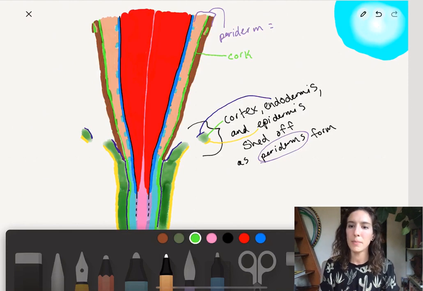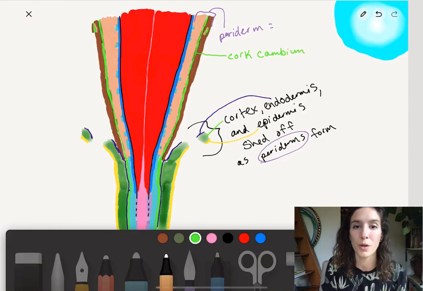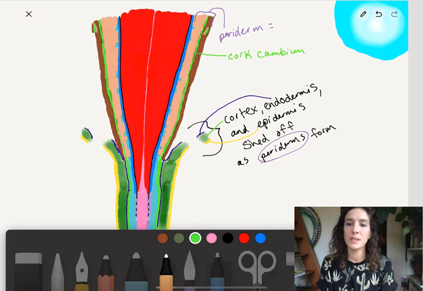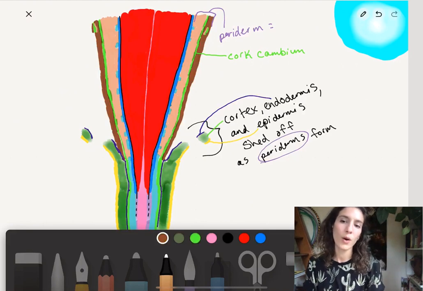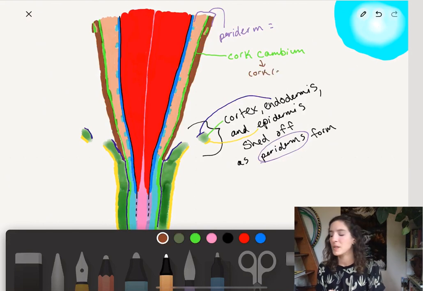So that cork cambium, as it's dividing, is producing some cells to the inside, which are called phelloderm, and producing cells to the outside, which are just called cork. So that's what I have here. Cork is produced to the outside.